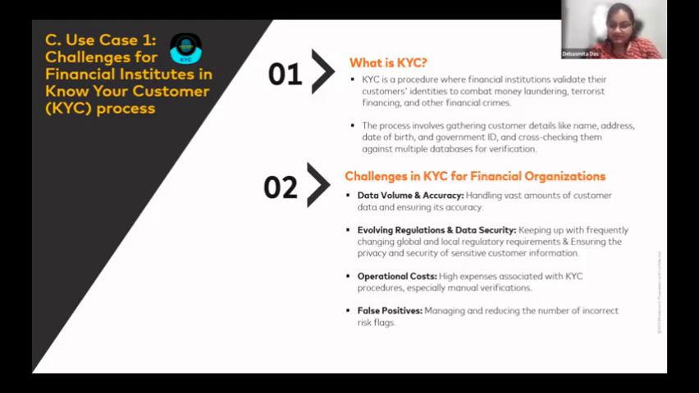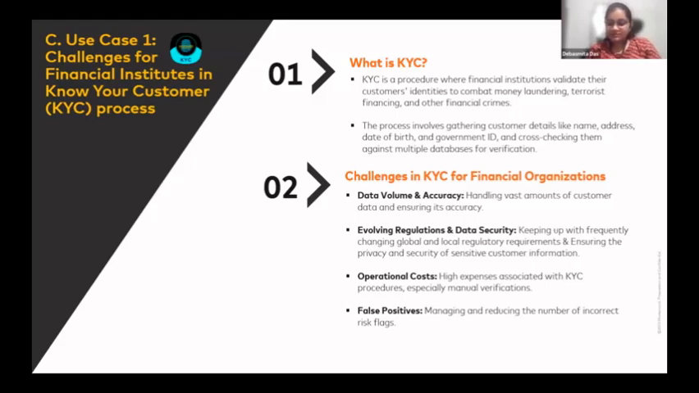Additionally, there is a critical aspect of ensuring that the privacy and security of this sensitive customer information is also taken care of. The third one is operational cost. The costs associated with KYC procedures are high, and if these processes can be automated, a huge amount of cost, especially manual verifications, can be reduced. And lastly, managing and reducing the number of false positives in KYC is crucial. False positives occur when legitimate customers are tagged as potential risk, causing unnecessary delays and inconvenience for customers, increasing operational workload and also reputational damage.